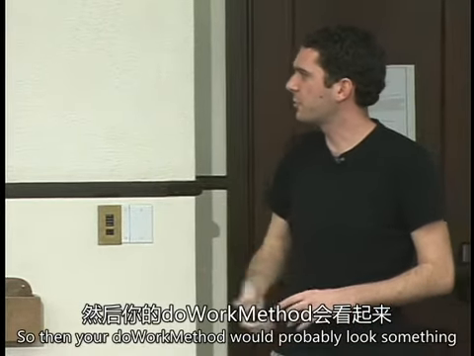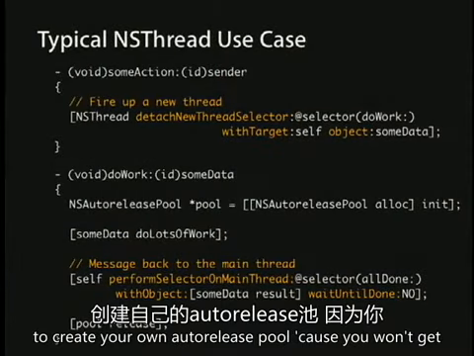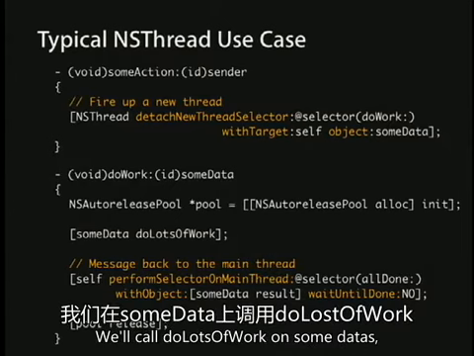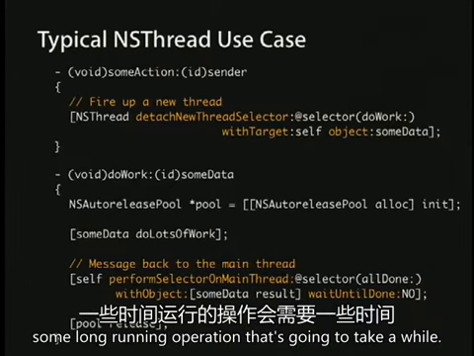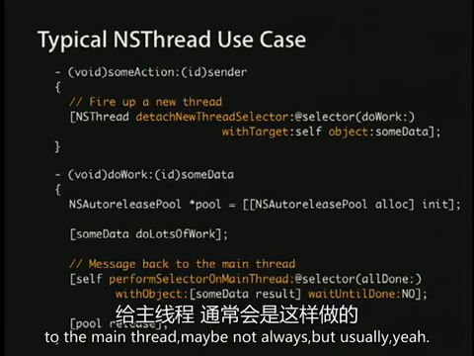So then your doWork method would probably look something like this. As I mentioned, you have to create your own autorelease pool because you won't get that from NSThread. So we'll do that. We'll call doLotsOfWork on some data, some long-running operation that's going to take a while. And then when we're done, we want to message back to the main thread. Maybe not always, but usually.